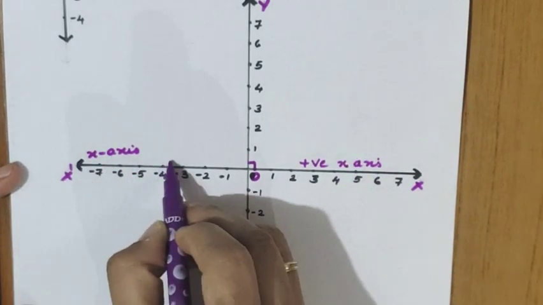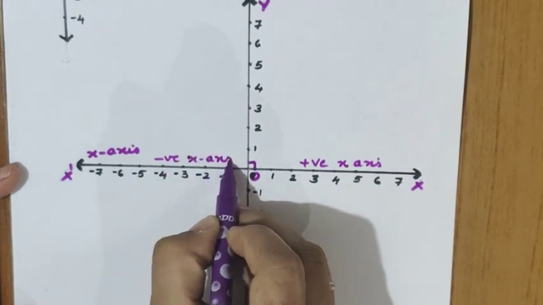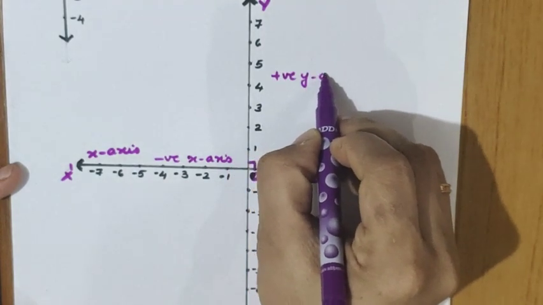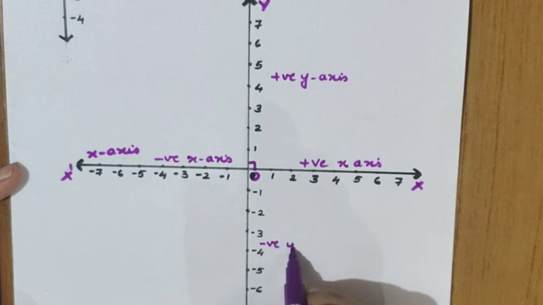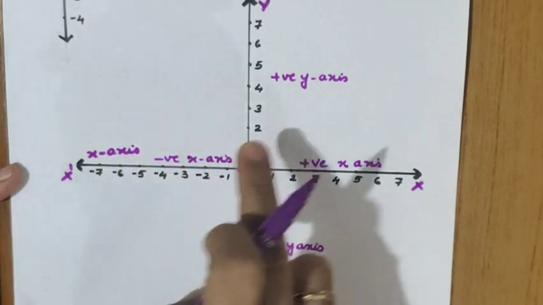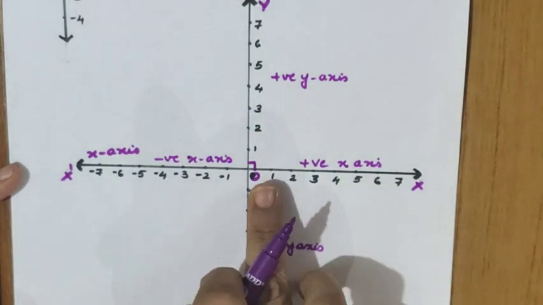Okay, similarly this side we can call a negative x-axis, right? Now positive y-axis, this is negative y-axis. Correct. So what is the name of the lines? The horizontal line is generally called the x-axis, and the vertical line is called the y-axis.